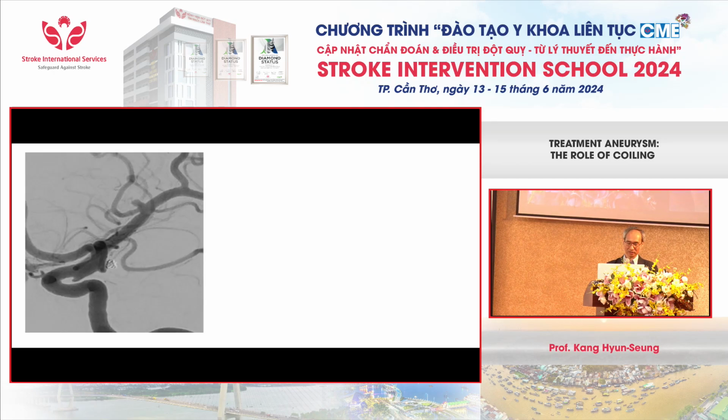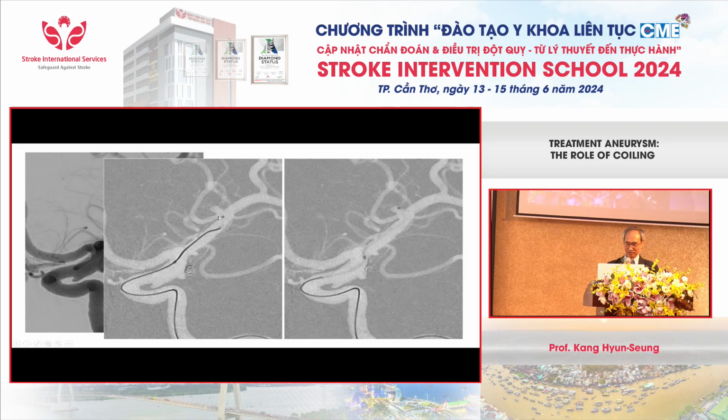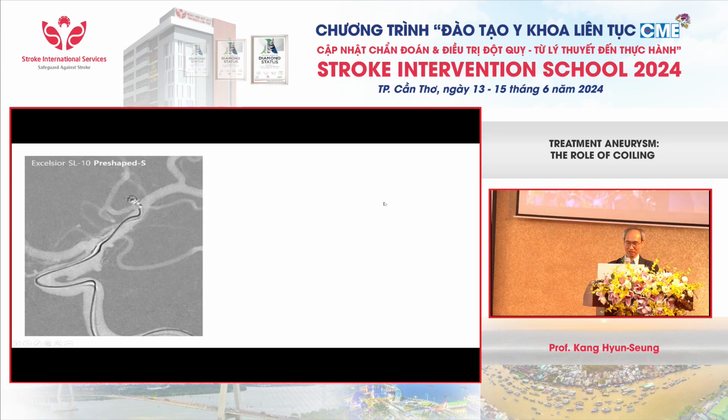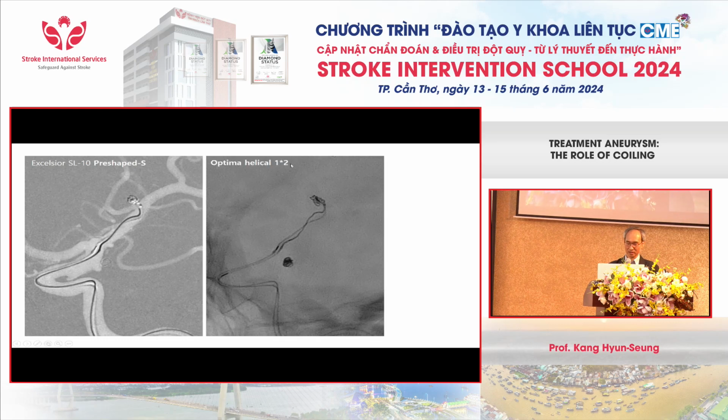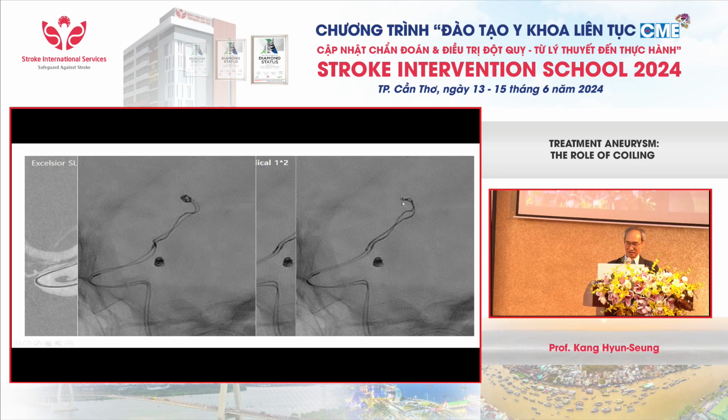And this patient has another small aneurysm in the MCA. So I select the aneurysm with a specially shaped microcatheter. And I introduced Optima Complex Supersoft 1/3 here, a very good basket. But when I introduce the second microcatheter and deploy the second coil 1/2, the whole coil frame dismantled.